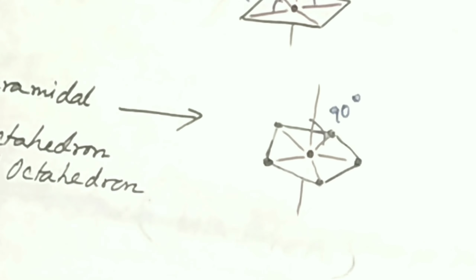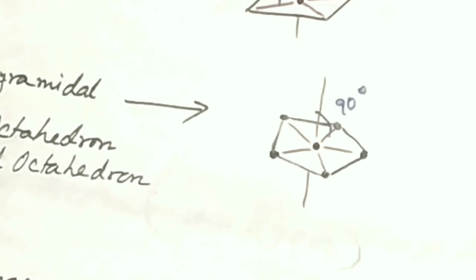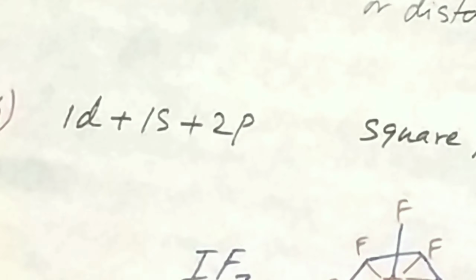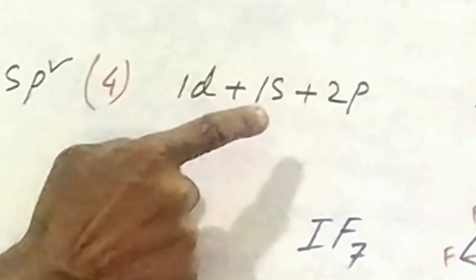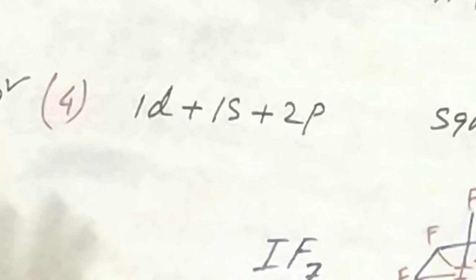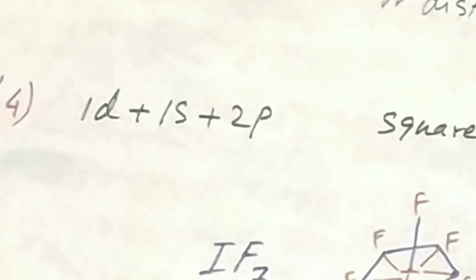is 90 degrees. And last of all, there is a special type of hybridization called dsp2 hybridization, where 1 d orbital, 1 s orbital and 2 p orbitals intermix to give rise to 4 equivalent dsp2 hybrid orbitals, and the geometry or structure of the molecule becomes square planar with all the bond angles 90 degrees.